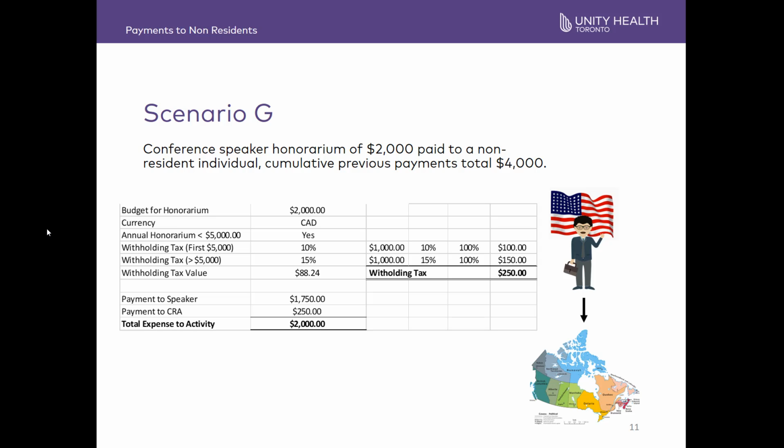Cumulative previous payments total $4,000. In this example, the first $1,000 is still below $5,000 and is subject to 10% withholding tax. The remaining $1,000 is over the $5,000 threshold and is subject to 15% withholding tax. Because the max budget for this honorarium is $2,000, the payment to the speaker will be $1,750 and the payment to the CRA is $250. Total expense to the activity is $2,000.